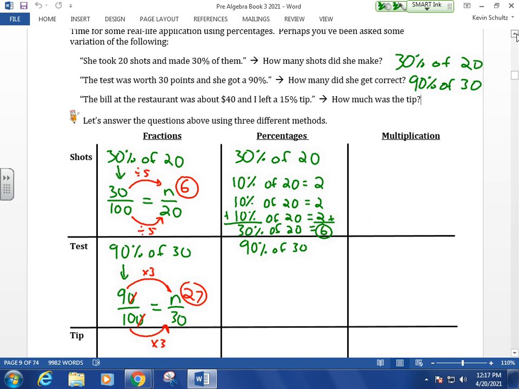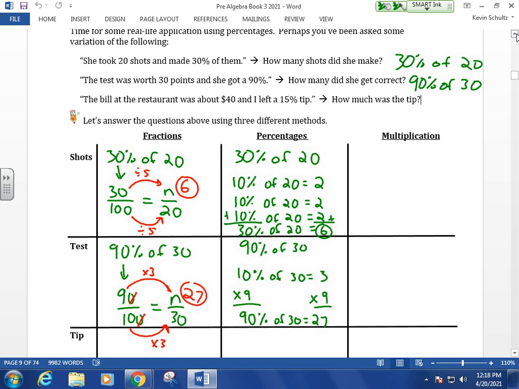And rather than writing 9 rows of 10% of 30, 10% of 30, 10% of 30, and adding them all up, I can say, okay, 10% of 30, 1/10 of 30, what number goes into 30 10 times? If 10% of 30 is 3, well, 10% times 9 is going to equal 90%, which means that 90% of 30 is going to equal 3 times 9, which is 27.